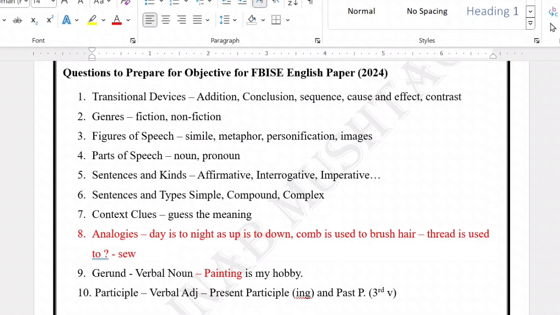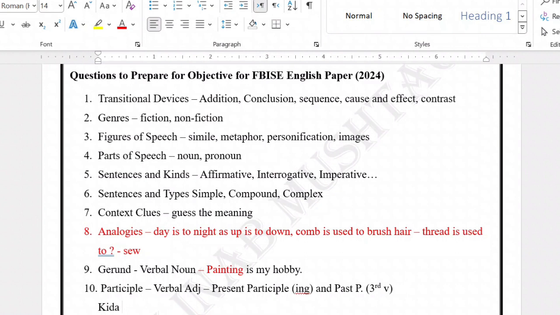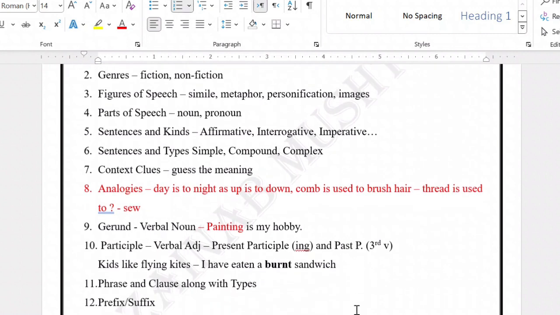The example of present participle is, for example, kids like flying kites. Here in this sentence, like is the verb and kites is a noun according to parts of speech. And which kind of kites do kids like? Flying. So flying in this sentence is an example of participle. On the other hand, I have eaten a burnt sandwich. This word burnt is a verb according to parts of speech, but here sandwich is a noun, and we know any word that modifies a noun is called an adjective. Hence, this is an example of participle.